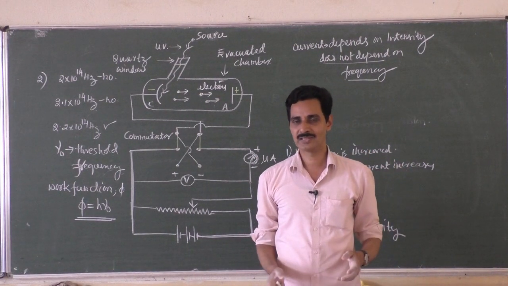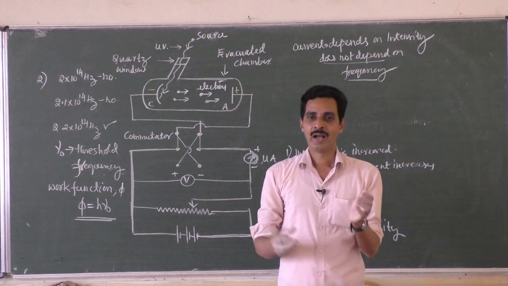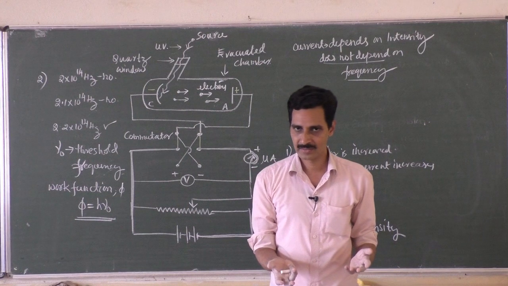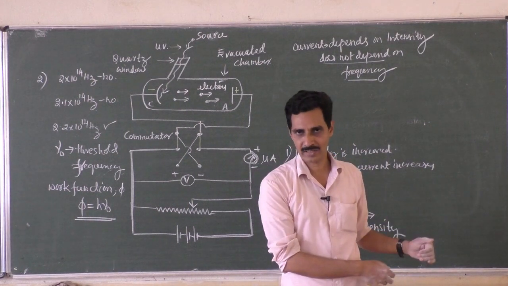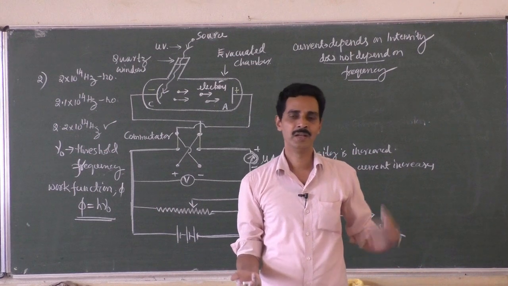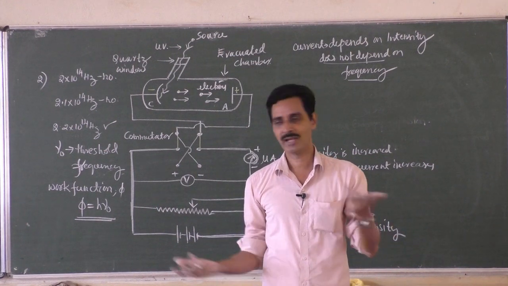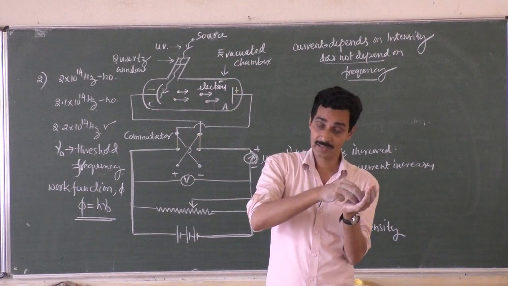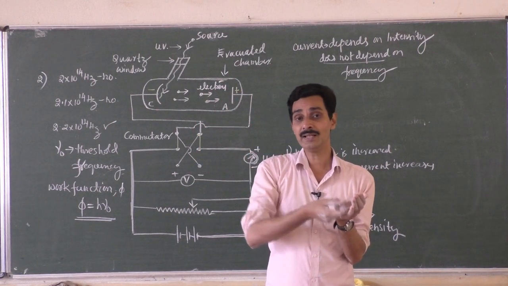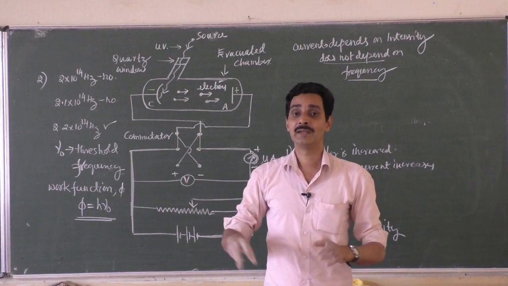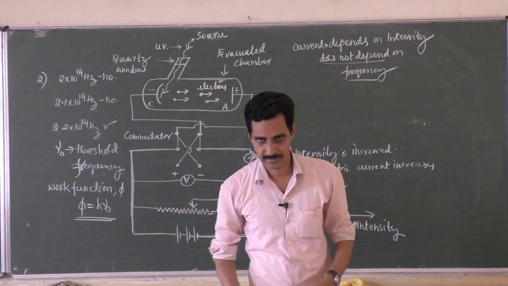He gave an equation, a very simple equation, you see. Suppose you are given 150 rupees, you will spend 80 rupees for traveling, and 70 rupees will remain. The equation: 150 is equal to 80 plus 70, that's all. If you supply some amount of energy, among that, a little amount of energy is used to remove the electrons from the surface of the metal, and the remaining energy is used as kinetic energy.